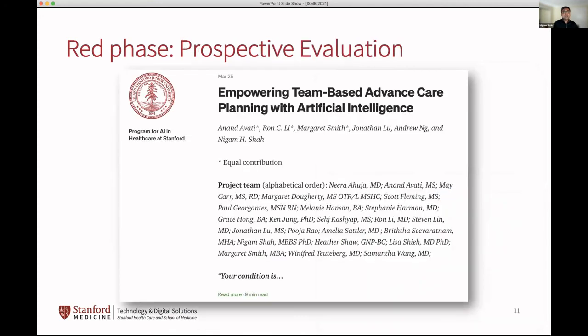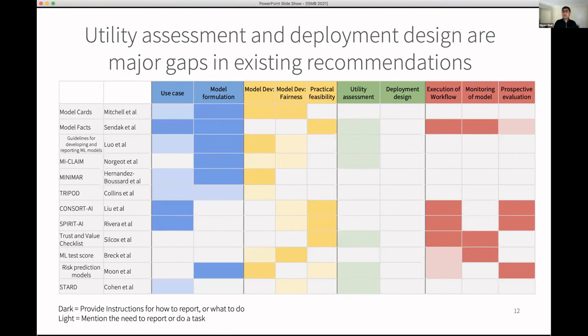All right. And then finally, we got to be honest. Once this is in practice, prospectively evaluate. Did we improve things for the better, or are we just doing a whole bunch of computation for not much to gain? And so this one is out in a Medium post. And then I'll close out with this one table.